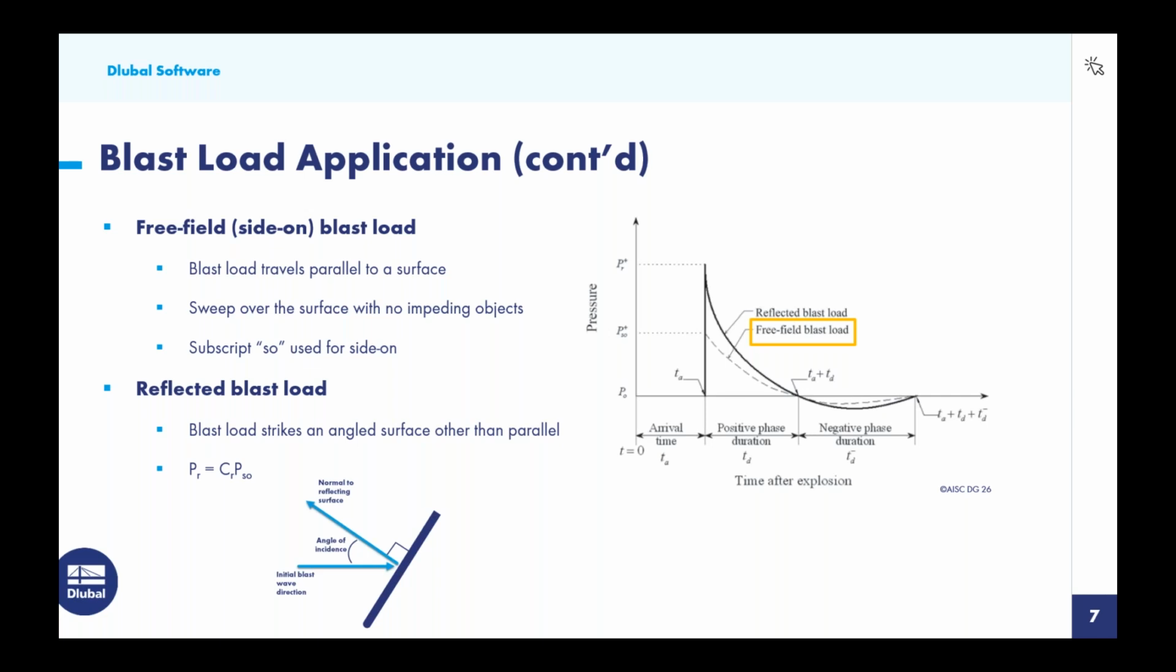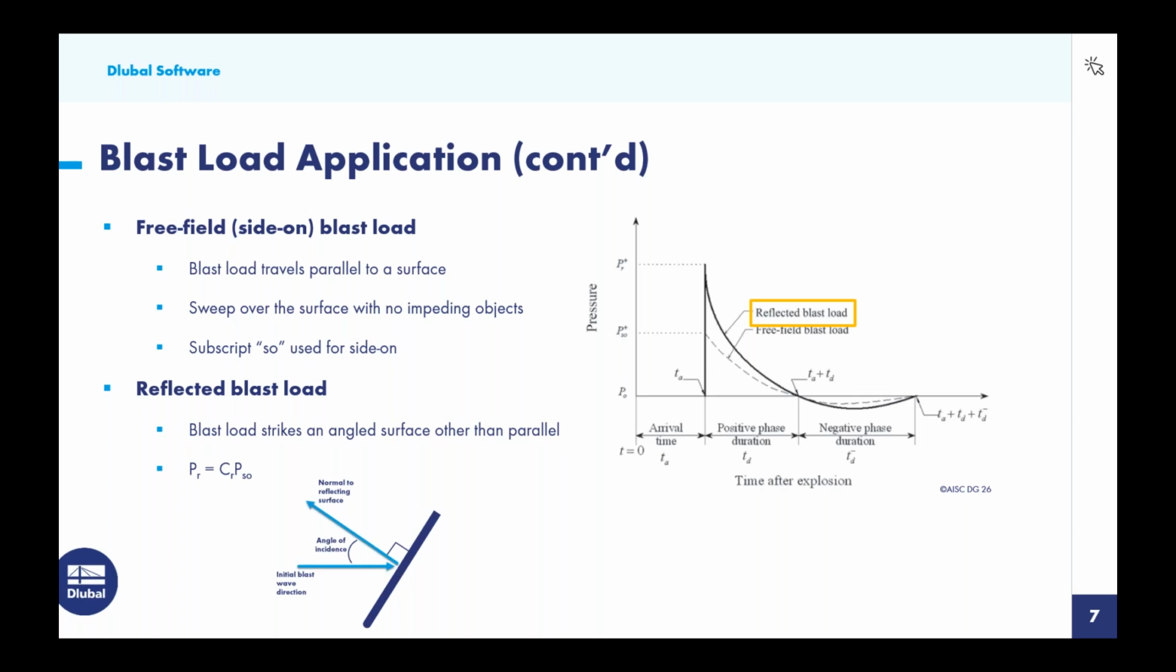We might see this with sidewalls, with roof elements, with our rear wall, which is definitely what we'll be noticing with today's example. Typically, in most literature, we'll see the subscript SO used for side-on. Now, we also have the reflected blast load, and this is where the blast wave will strike at an angled surface other than parallel. So a perfect example of this would be any surface that is normal to the explosion, some type of front-facing facade, for example. And obviously, we're going to have much higher pressures here than what we'd see with a wave sweeping over some of those other surfaces that are parallel to it.